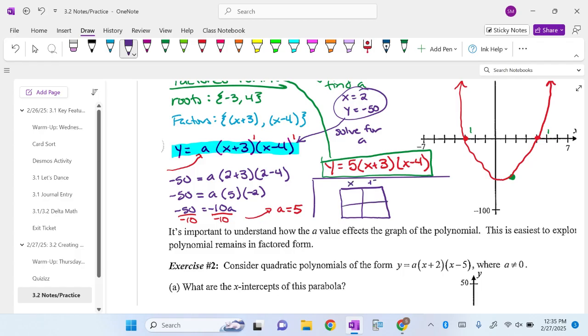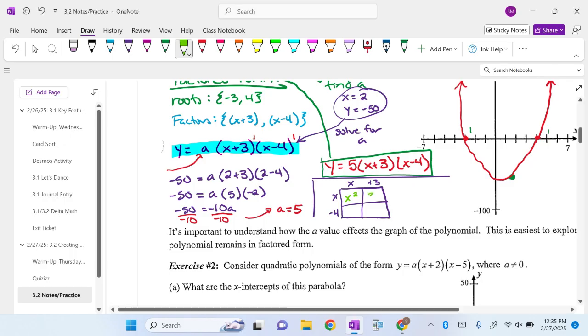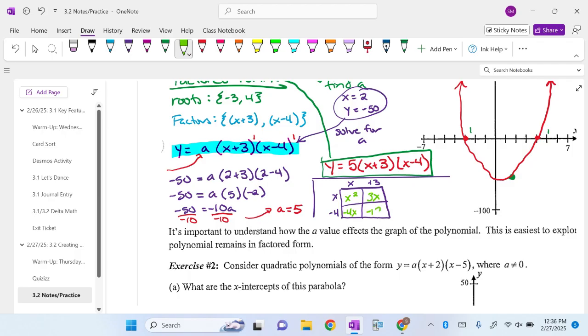So I get x plus 3 on top, x minus 4 on the side. What's x times x? X squared. 3 times x, 3x. Negative 4 times x, negative 4x. Negative 4 times 3, negative 12. And remember, your like terms are always in the diagonal. So if I'm just going to combine like terms when I pull it out, I get x squared. What's negative 4x plus 3x?